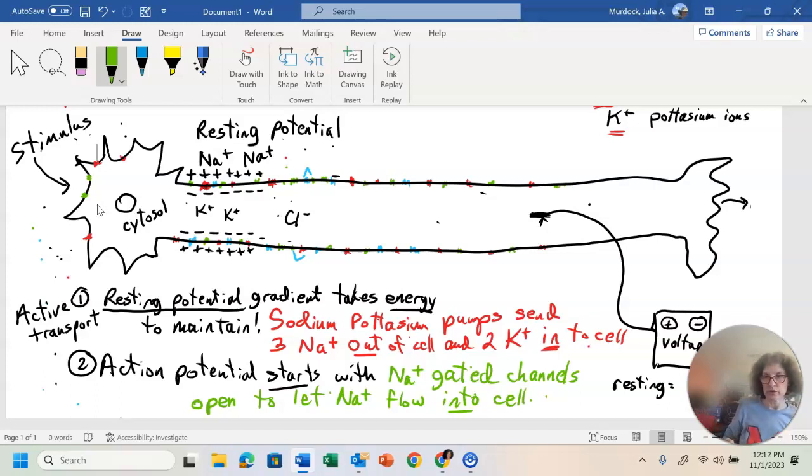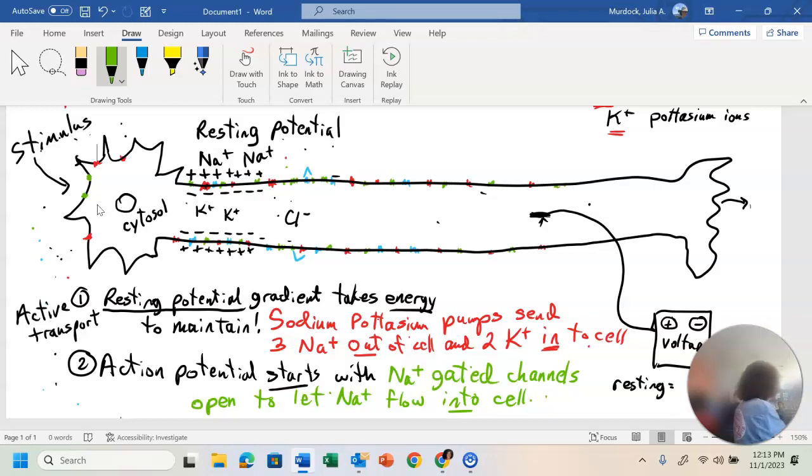I know you guys are writing furiously, but if you can just answer me for a moment, would that be a passive or active process? What do you think? Passive, excellent, yes. So this is really weird, isn't it? That the resting potential is an active process and the action potential is actually passive.